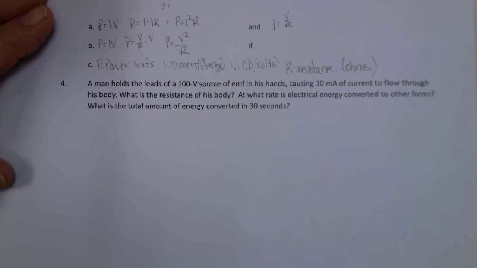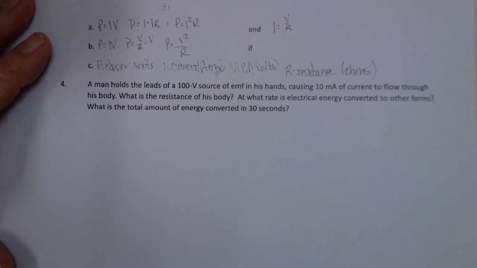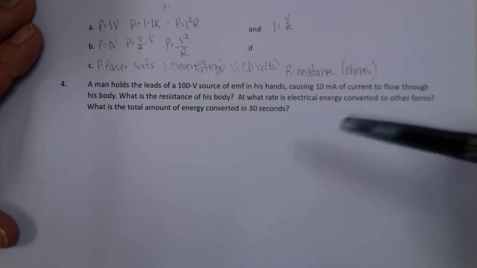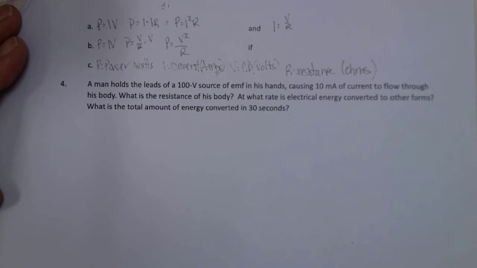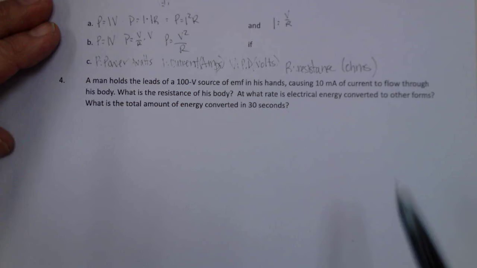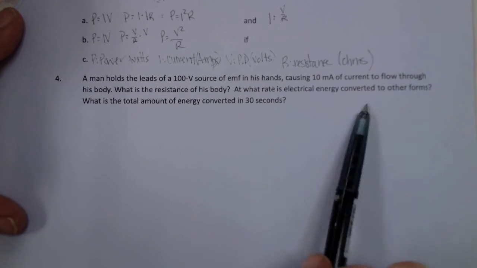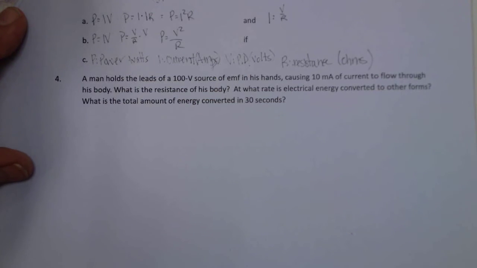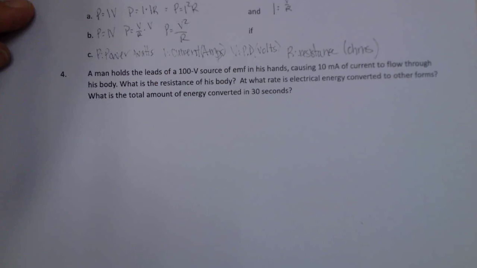A man holds the leads of a 100 volt source of EMF in his hand, causing 10 milliamps. Remember that if there's a letter in front of the unit, it's a prefix for metric conversions. That's milliamps of current to flow through his body. What is the resistance of his body? At what rate is electric energy converted to other forms? And what is the total amount of energy converted in 30 seconds?